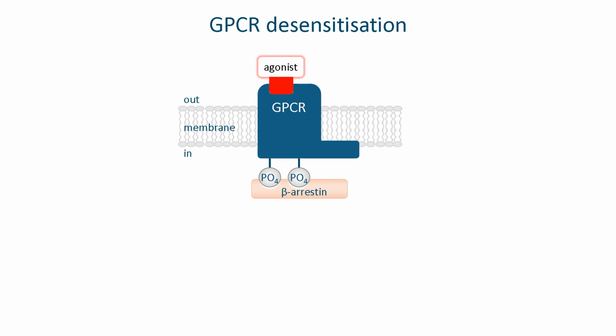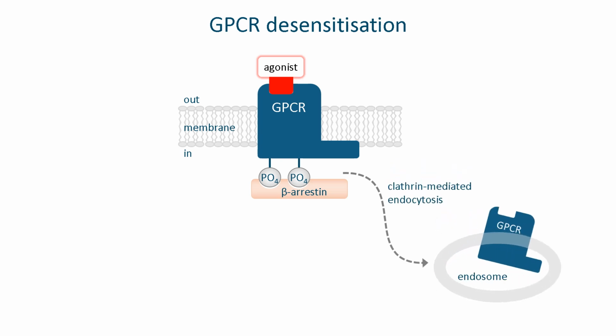Beta-arrestin then primes the receptor for clathrin-mediated endocytosis, which removes the receptor from the membrane and internalizes it into the cell in an endosome. The receptors may then be dephosphorylated and sent back to the membrane, or targeted for degradation in lysosomes. Until just over 20 years ago, that was how G-protein coupled receptors were thought to work.